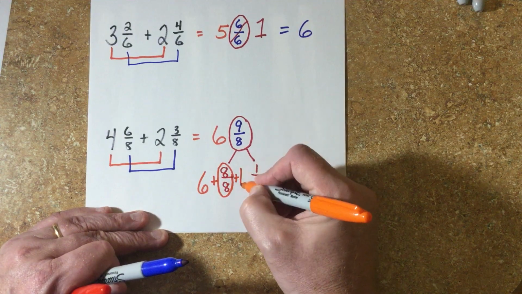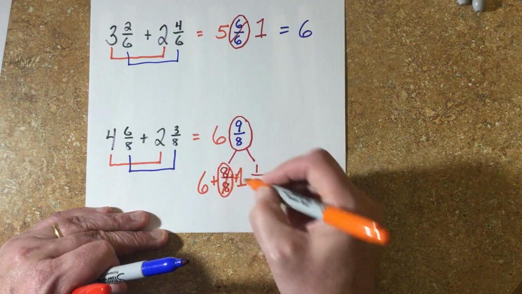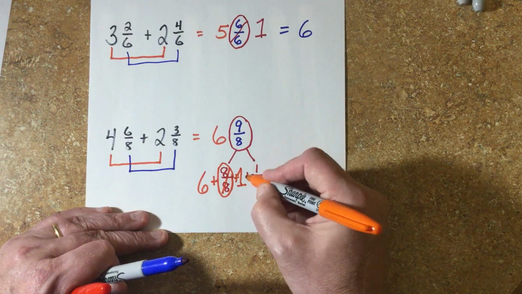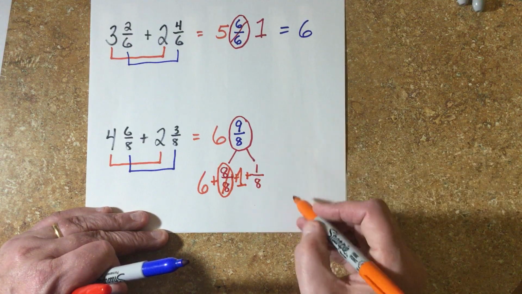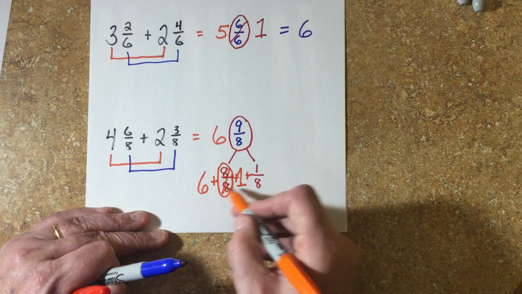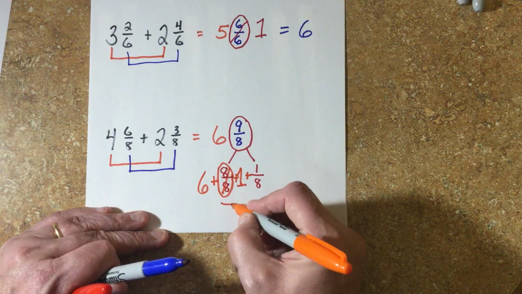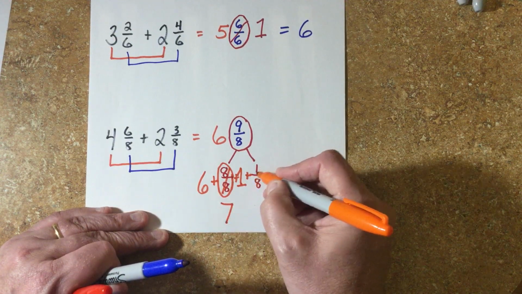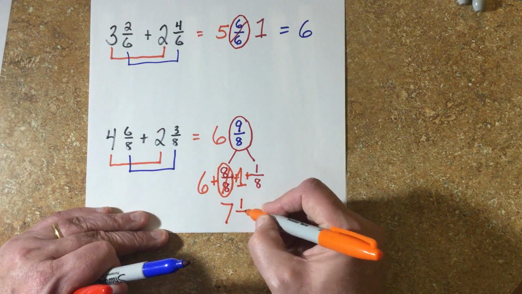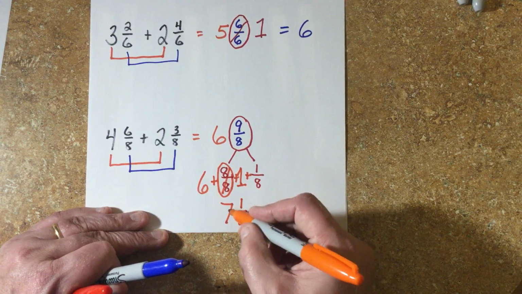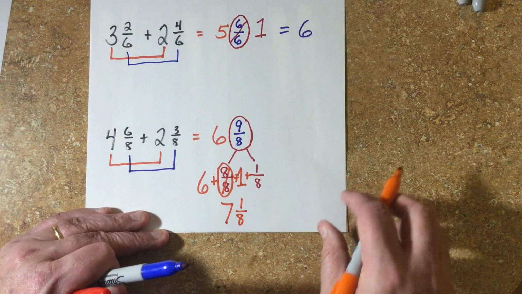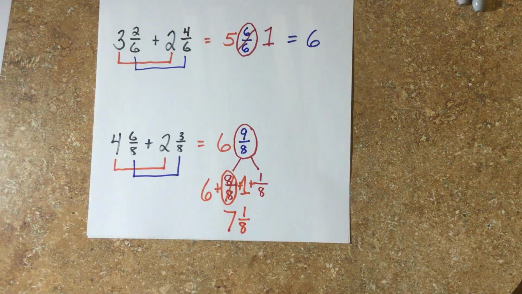That's really going to be plus 1. I've renamed it as one whole, plus the 1/8. And so 6 plus 1 is 7, plus 1/8 would be the 1/8. So 7 and 1/8 is my final answer.